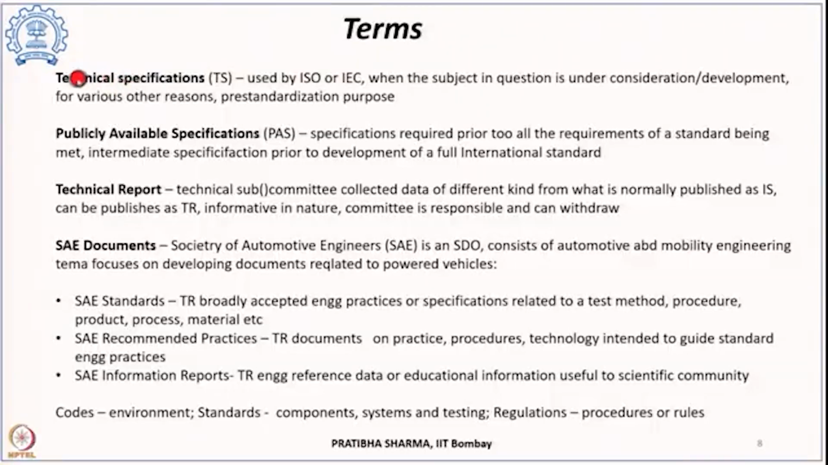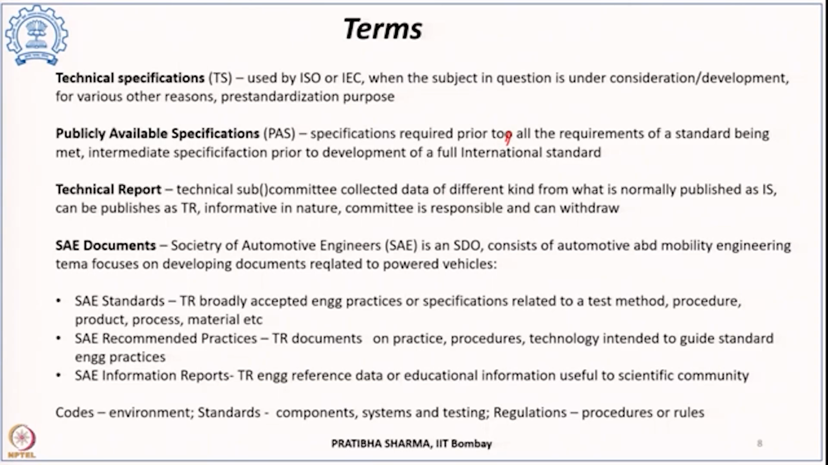Another term which is used is publicly available specification, PAS. These are again specifications which are required prior to all the requirements of a standard being met. Like the technical specifications, these are again pre-standardized documents. However, they represent an intermediate specification prior to being developed into a full international standard.